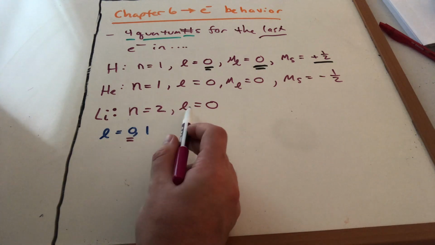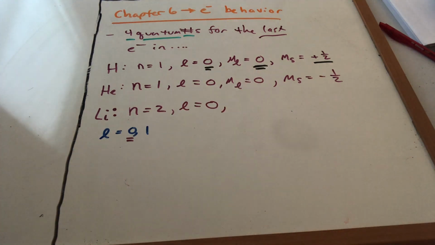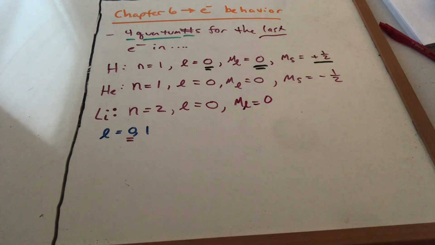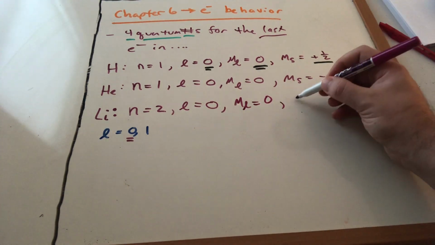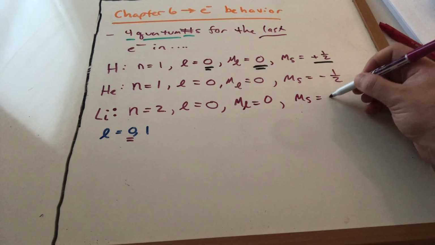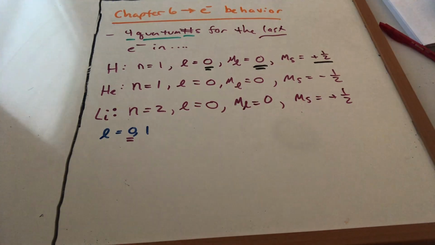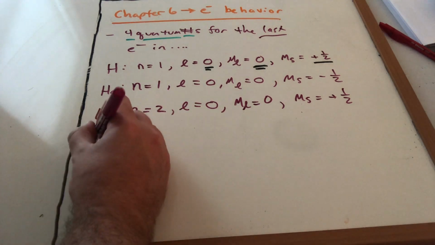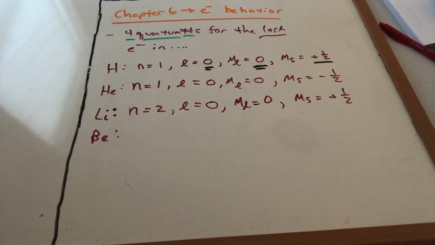We're going to go from n equals 2, L equals 0, okay? We're going to start filling there. Well, if L equals 0, for sure, M sub L equals 0, there's no doubt about it. This is the first electron going in, so M sub S equals plus 1/2 by convention. So then go to beryllium, Be, which is 4 total electrons.